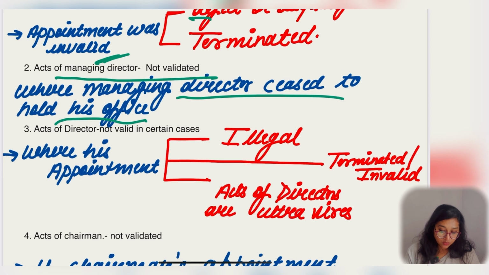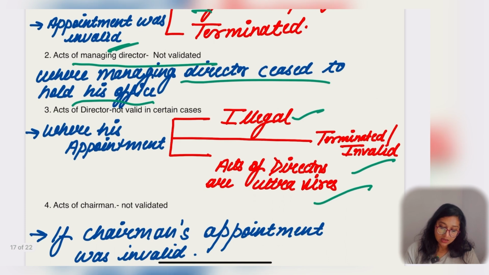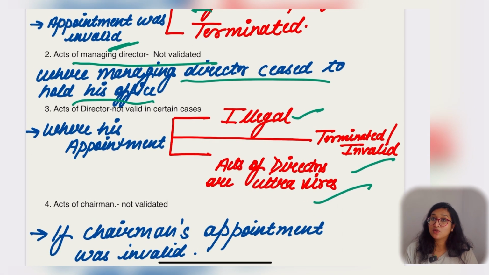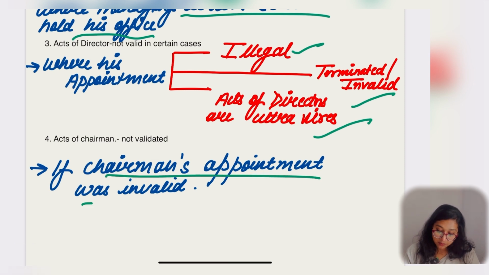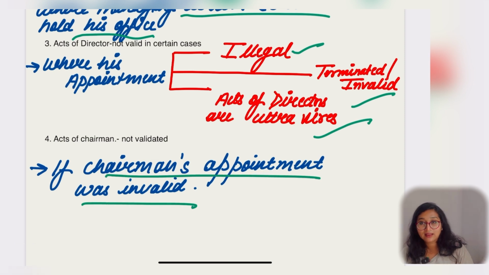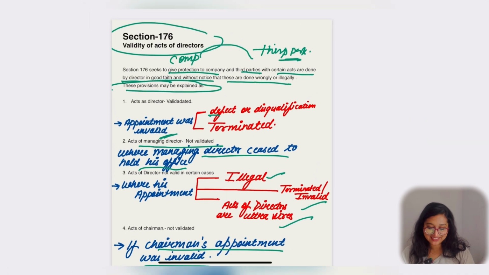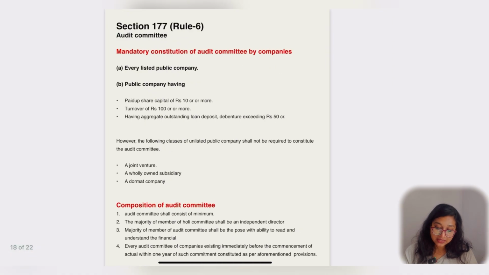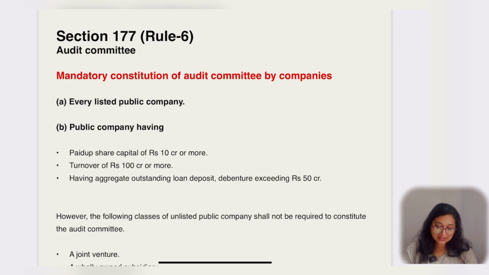Act of director not valid in cases where the director's appointment is in illegal form, terminated, invalid, or where acts of directors are ultra vires. So in these cases, the directors' acts are going to be not valid. Act of chairman, again, not valid. If the chairman's appointment was invalid, in that case, again, his acts will automatically not be valid. So this was section 176, validation of act of director. Now comes section 177, rule 6.